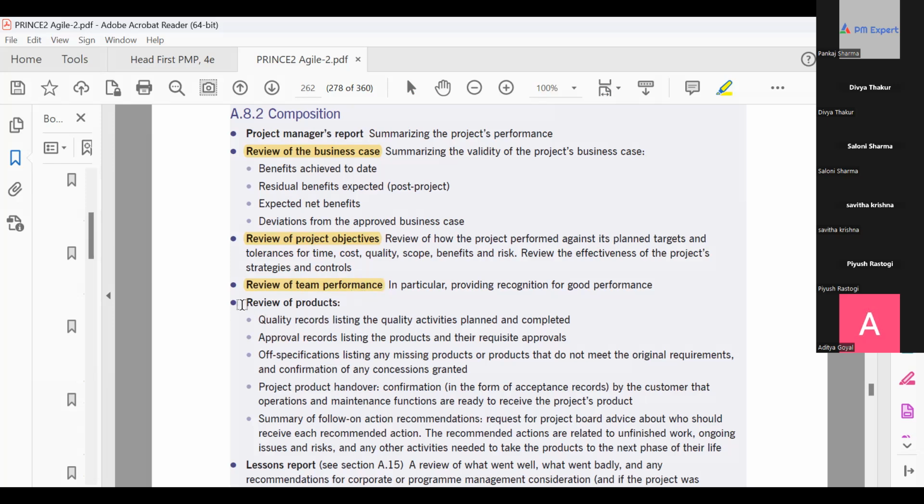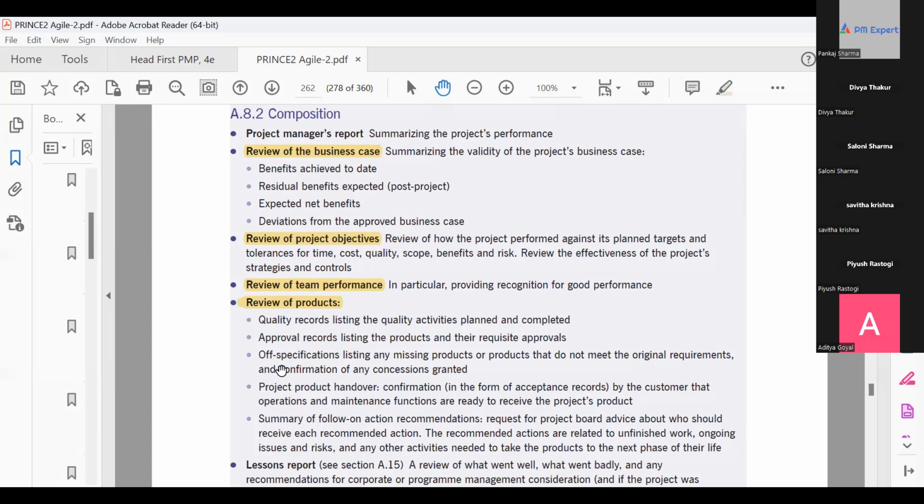Then the third thing would be review of deliverables, right? Have all the deliverables that were part of the scope baseline been accepted or not? Should the quality records and approval records be there or not?